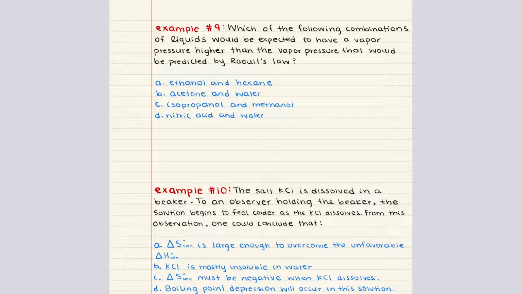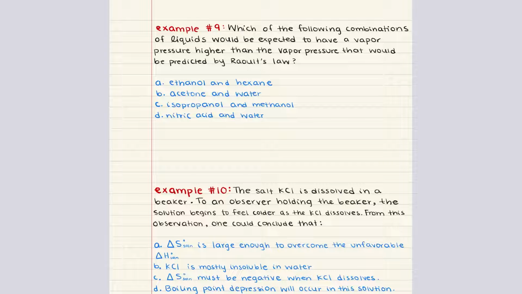Positive deviation occurs when the interactions between the different molecules are weaker than the interactions between the same molecules, and this leads to an increase in vapor pressure. In other words, whenever the solute-solvent interactions are weaker than the solute-solute and the solvent-solvent interactions, then this leads to an increase in vapor pressure.